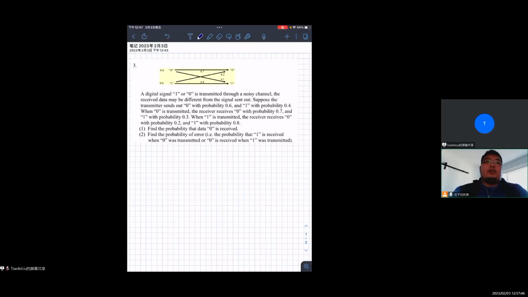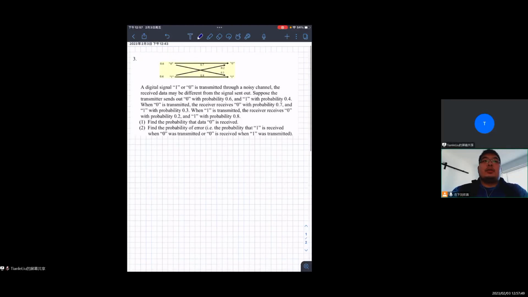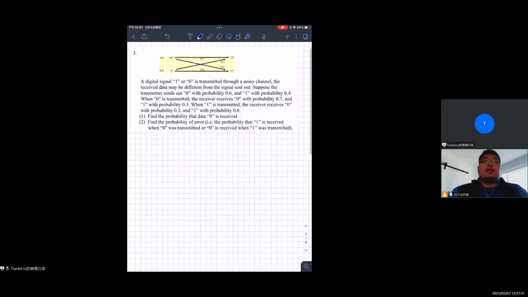You can see my notes on the screen, so I'm going to check the problem first. Okay, for this problem, we know that there are two types of message. One is the transmit message, one is the receive message. And we can see the transmit message can be received wrong from the transmitter. So for this question, we can list all the probabilities first.